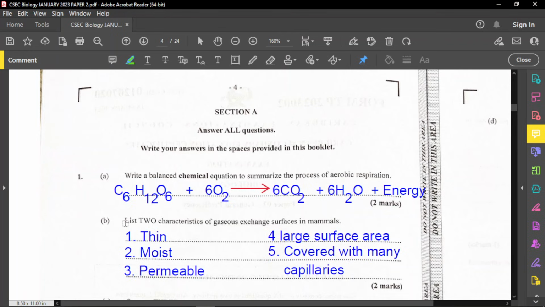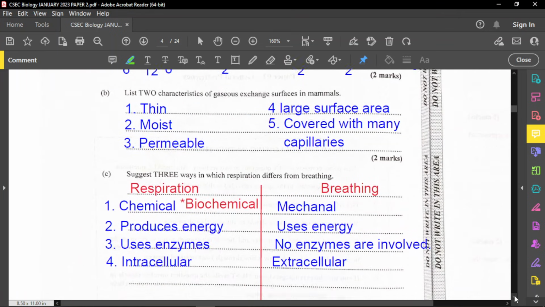And for part B, it's list 2 characteristics of gaseous exchange surfaces in mammals. And this is pretty much a repeat question from the last paper I did. And so here we're going to have it being thin, moist, permeable, large surface area, and covered with many capillaries. All right. And this is describing the alveoli.